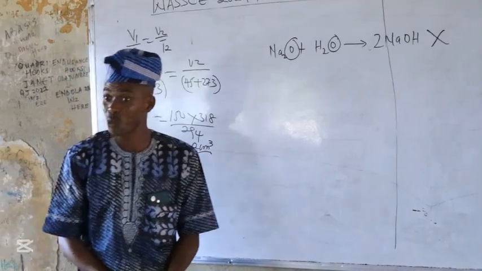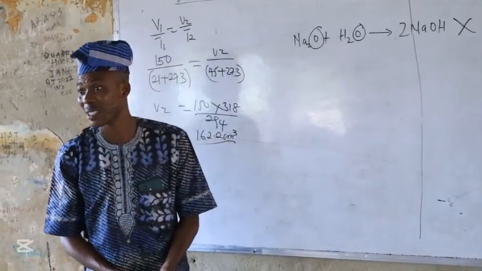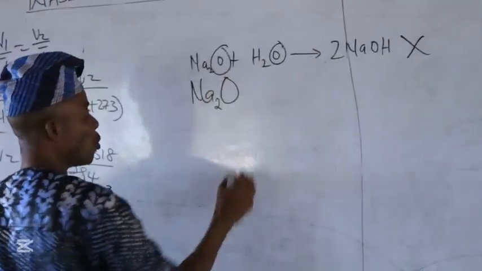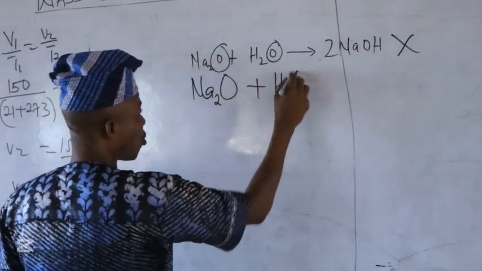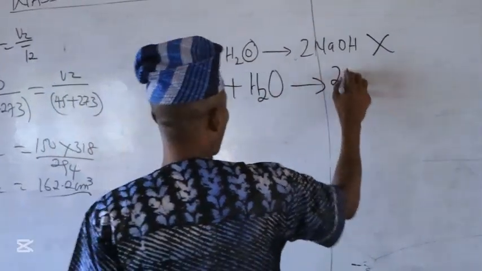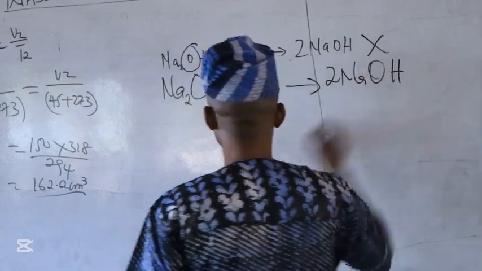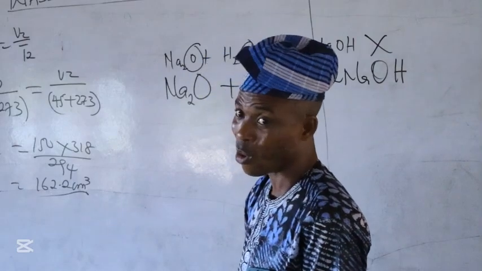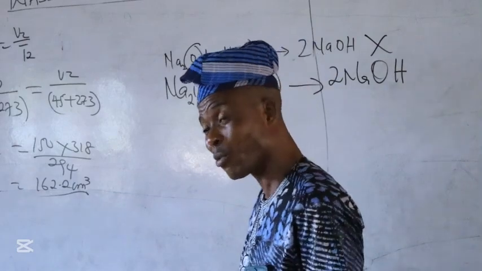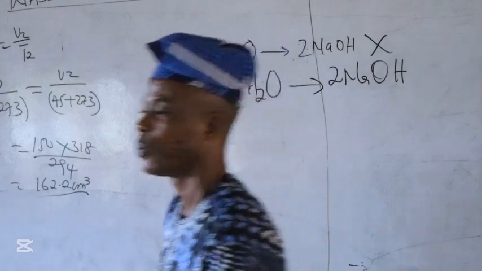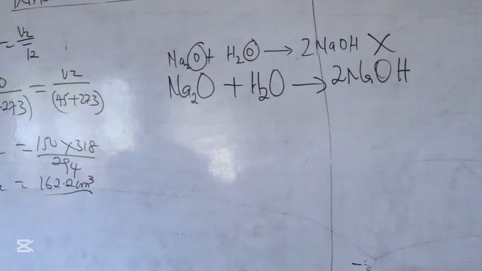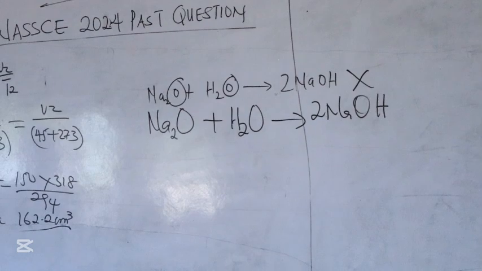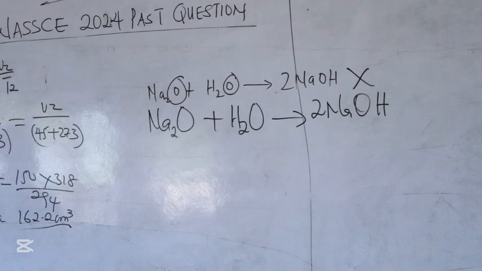If you mark, you mark in reference to that. It ought to be Na2O plus H2O to give what? 2NaOH. Can you see my own? Learn how to write correct formula, otherwise you will get 0. Number 2. That is the equation that occurs when sodium oxide dissolves in water to form sodium hydroxide.